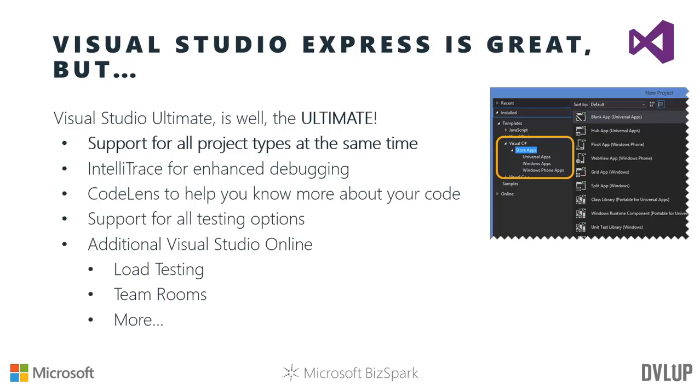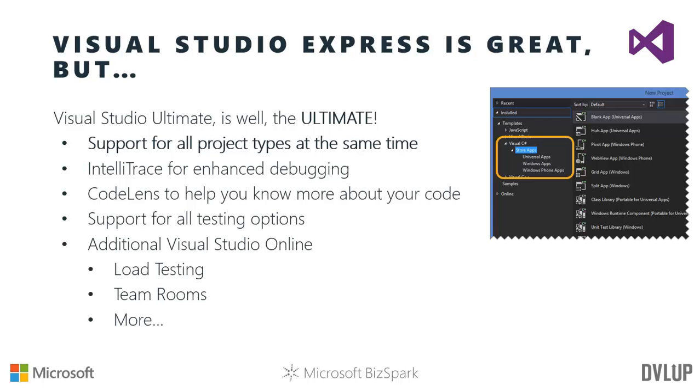One of the big differences for me as a developer is that it supports all the different project types at the same time, right? With Express, you have to get a different version of Express depending on the kind of project you want to create. So as an example on the screen, you see a screenshot of the File New Project dialog in Visual Studio Express 2013 for Windows. And you see that you can create universal as well as Windows Store and Windows Phone apps in Visual C# and other languages.